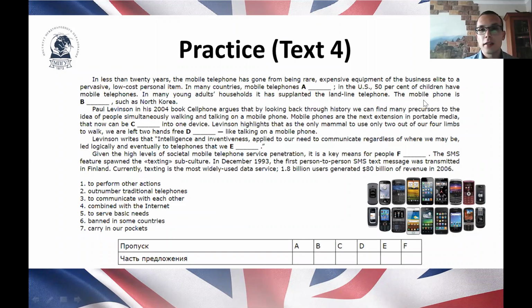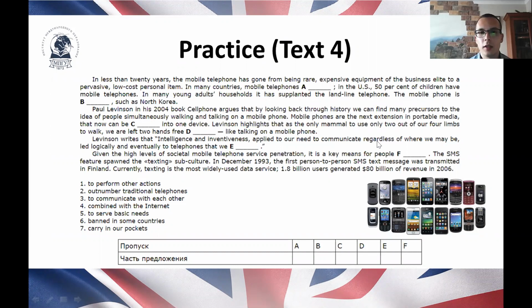So the first gap, let's have a look, because it has raised a great number of questions. Expensive equipment or the business led to a pervasive low-cost personal item. In many countries, mobile telephones, what do we need here? It is a sentence here. We've got a noun, a subject, but also we need something to fill this gap. So how did you understand it, that it is maybe number 2 or number 4? A verb, yeah, we need a verb here because we remember that the English sentence usually involves subject and predicate, подлежащее и сказуемое, yeah. Mobile telephones, also plural number, yeah.